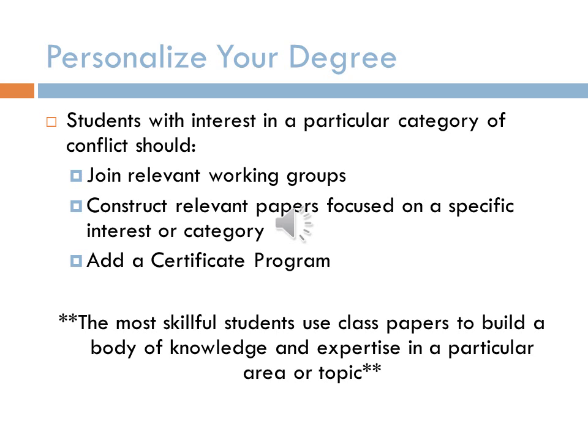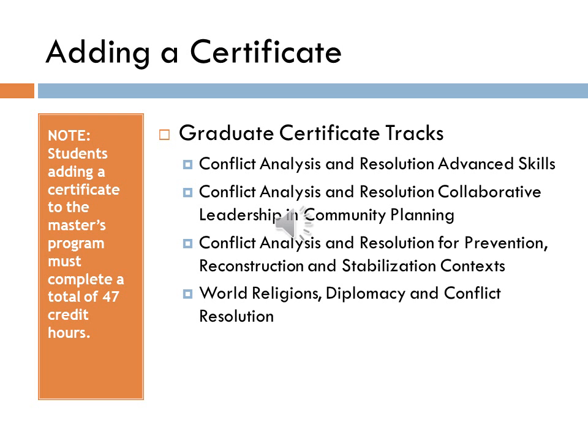Another thing you can do is add a certificate program. There are 4 certificates within SCAR that you can choose from. These are much more practice-focused specializations, and certificates are much more practical, skills-based qualifications that you can add to your master's program. The 4 graduate certificate tracks are Conflict Analysis and Resolution Advanced Skills, Conflict Analysis and Resolution Collaborative Leadership and Community Planning, Conflict Analysis and Resolution for Prevention, Reconstruction, and Stabilization Context, and World Religions, Diplomacy, and Conflict Resolution.